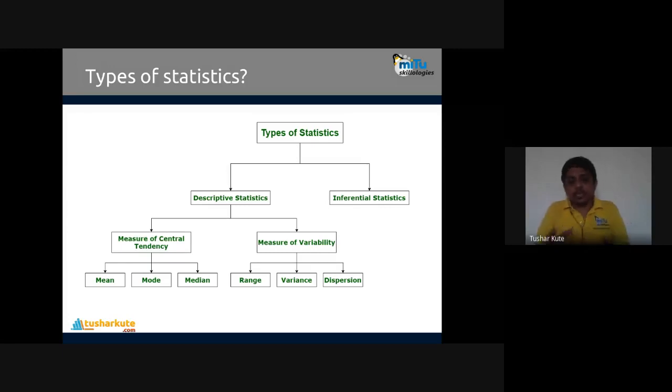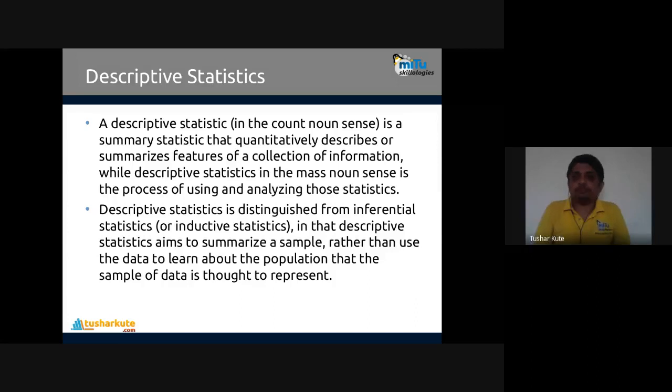And under the descriptive, again, multiple different parts are present. To understand the data, or to understand which kind of statistical method is applicable on that data, we will be making use of this. Which kind of statistical method is applicable, that we can find by this particular system. So we'll see descriptive first, and then the inferential statistics. Okay, so let's continue. What is descriptive statistics?